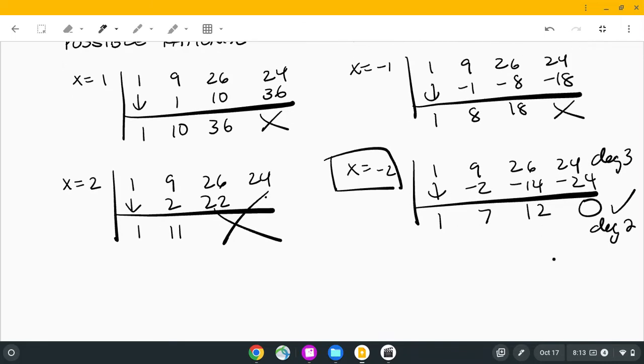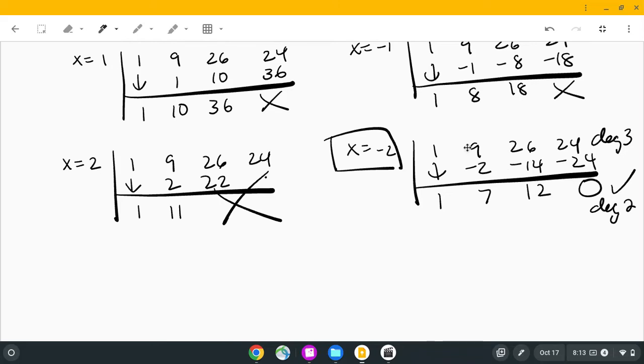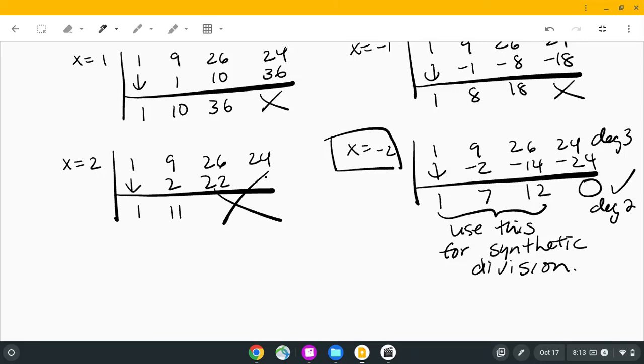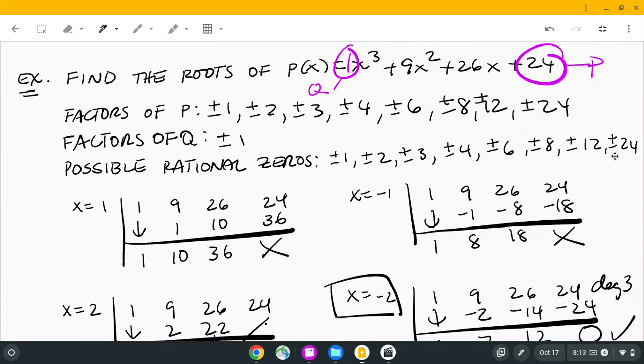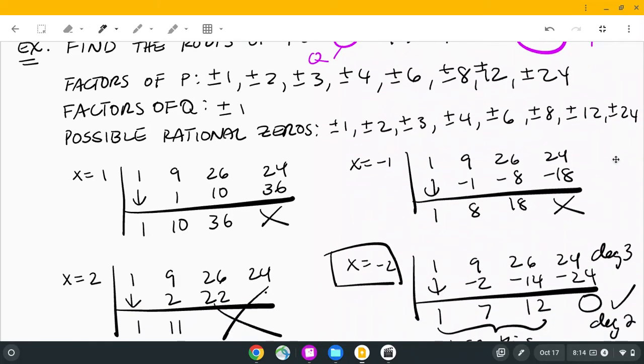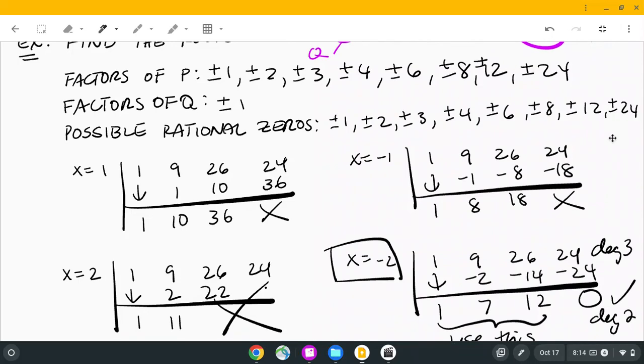Okay, so here's the thing. When you're solving degree 3s using synthetic division, once you find a 0, you end up with a degree 2, right? And I've been saying, oh, use this for synthetic division now. Okay, you could. You could keep going this route. The thing is, I don't want to have to go through my list because look, that's a long list.